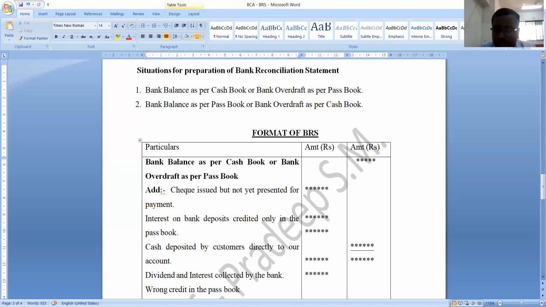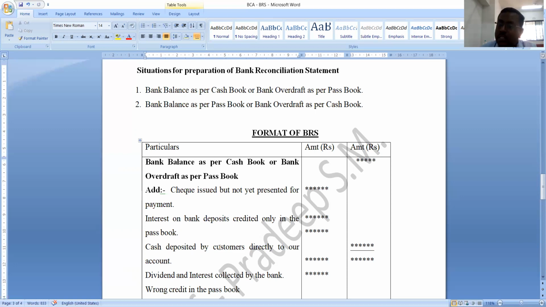And actually, these are two situations. In addition to this, two more situations will come where they will give you the bank overdraft as per passbook, and you need to find out the bank overdraft as per cash book, or they may give you the bank overdraft as per cash book, and you need to find out the bank overdraft as per passbook. So totally four situations will come. But among these four situations, two are one and the same, and the remaining two are one and the same. Understood?